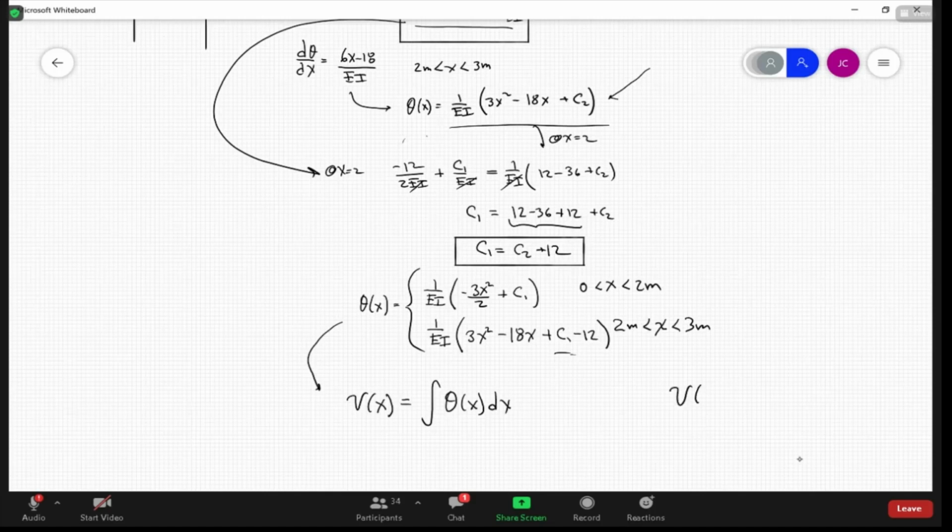We'll have another continuity equation, right? V of x_B just a little bit to the left has to equal v at x_B just a little bit to the right. And now we can also use that we know that v of x_A has to equal v of x_B, and that has to equal 0, okay? So we'll get two more constants of integration, but we'll be able to solve for those.